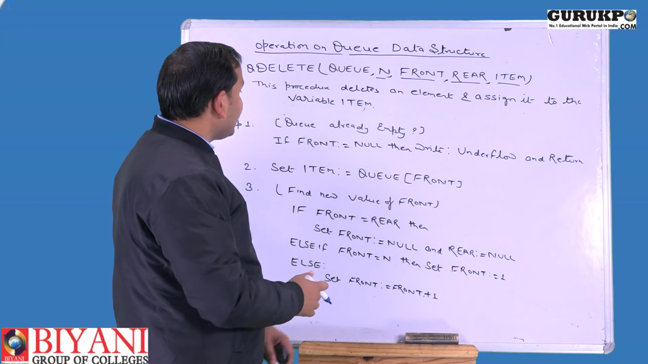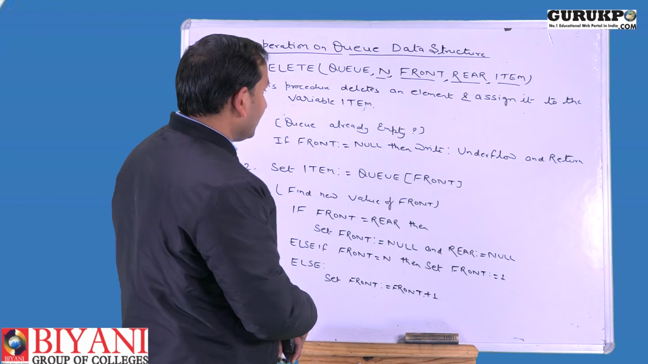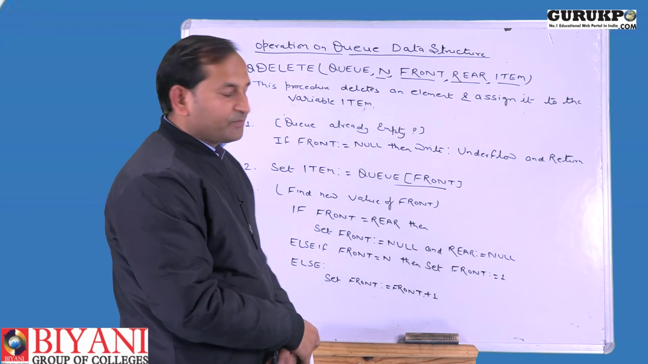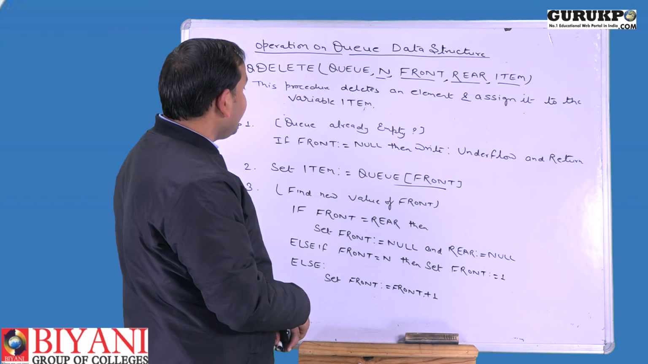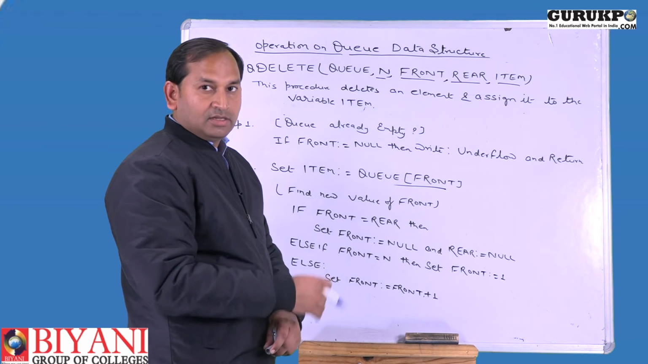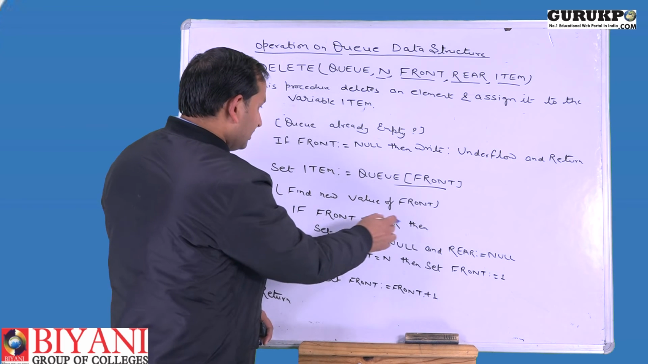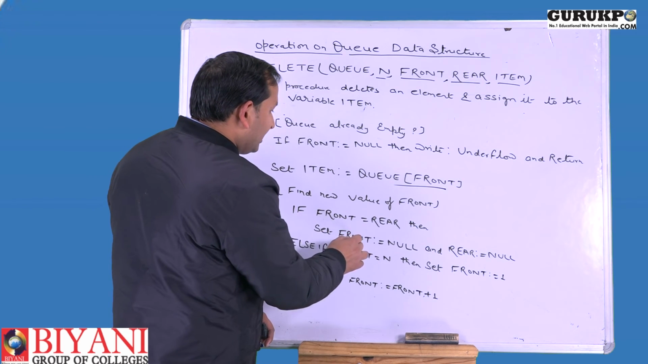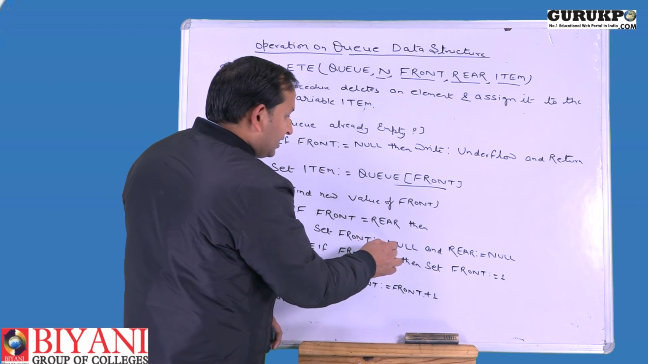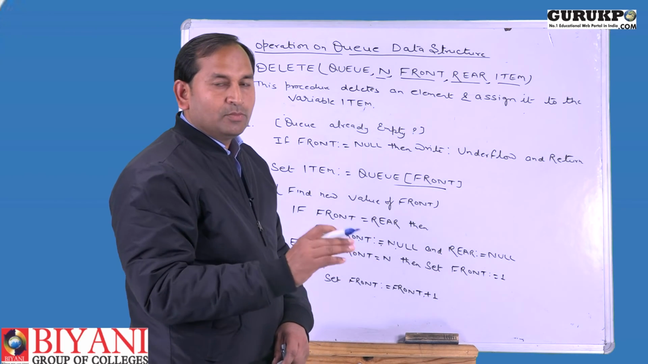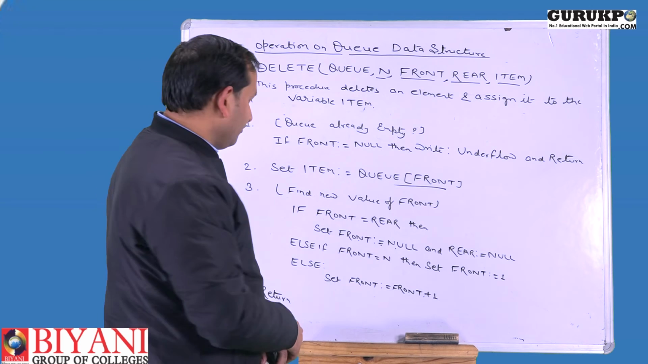Step number 2, set item equal to queue[front]. So, the front value will be stored into the item variable. Third step, find the new value of front. In this case, the value of front will be changed. If front equal to rear, then set front equal to null and rear equal to null. In this case, front and rear both will be equal to null value.